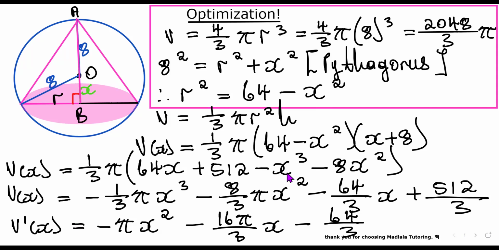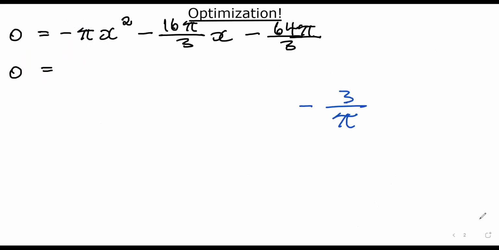Well, does the 64 have a pi? Of course it should. It should have a pi there. As well as the 512 over 3, it should have a pi. Everyone must have a pi. Okay, it's a pi day. Sorry for forgetting the pi.